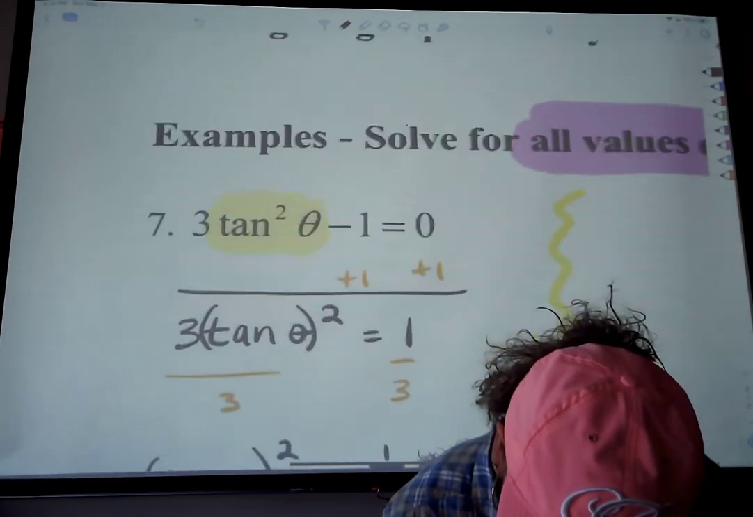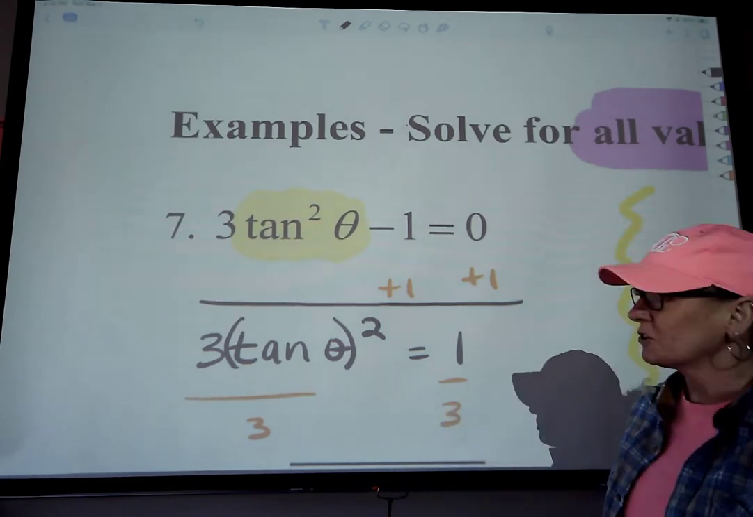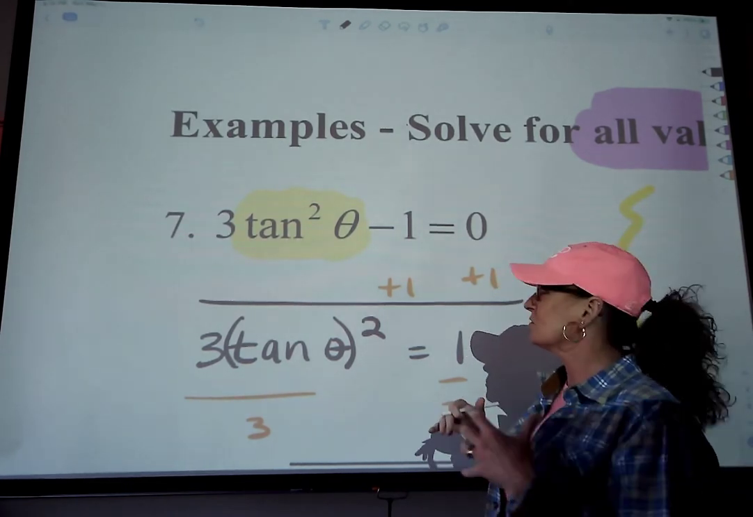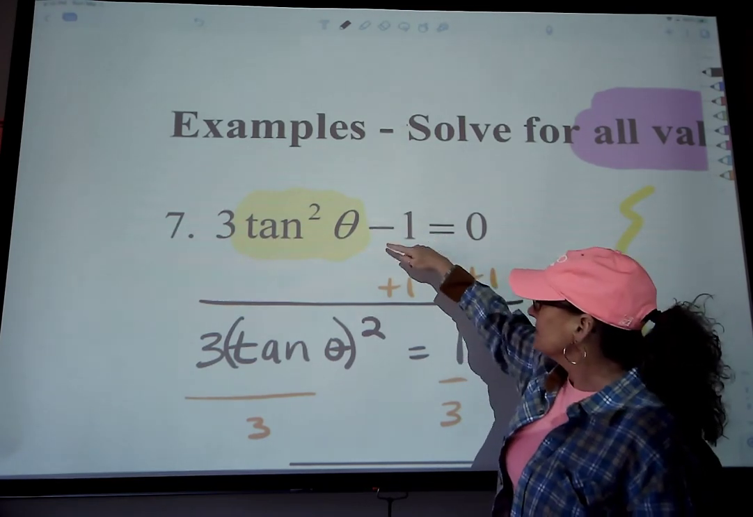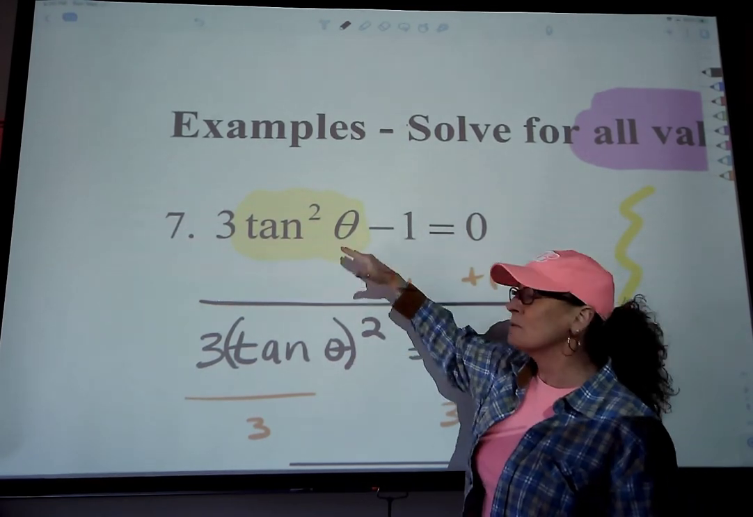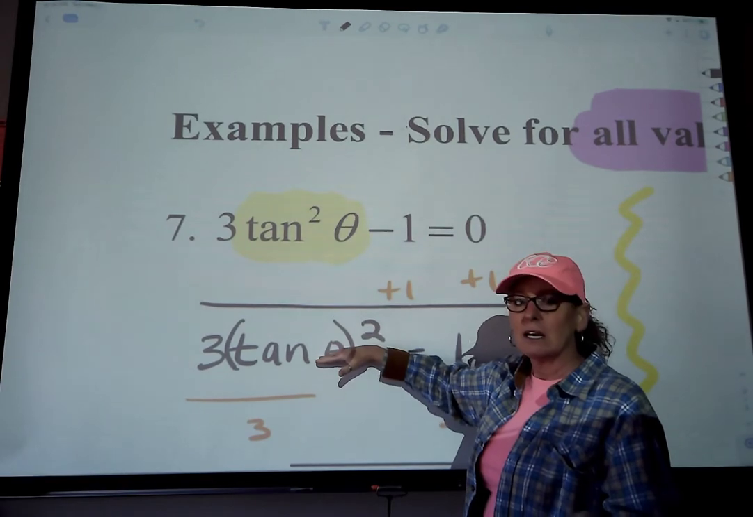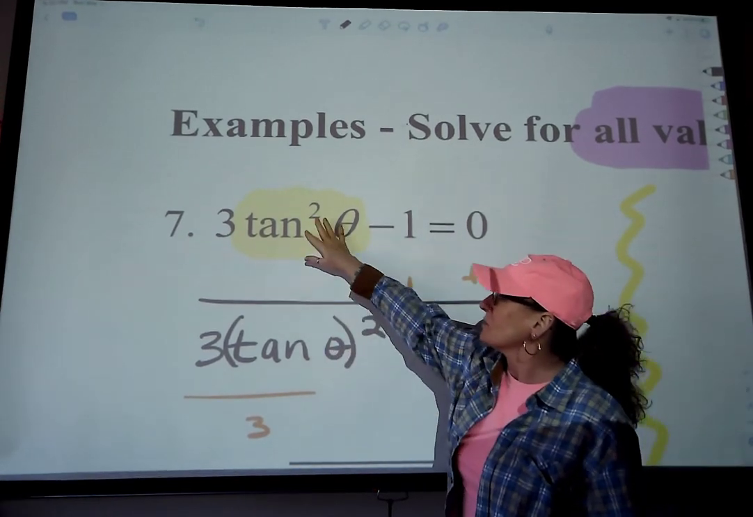On the back, I want to kind of show you. So this time my tangent is being squared. So I did a quick rewrite. I'm going to isolate my tangent. So I added 1, and then as I was rewriting, I went ahead and wrote this like this.